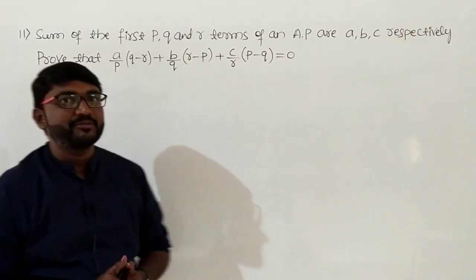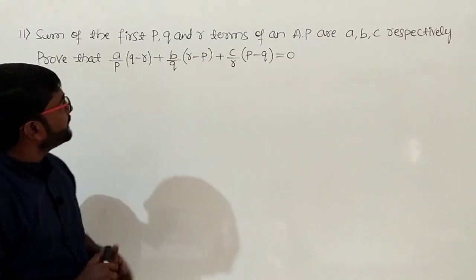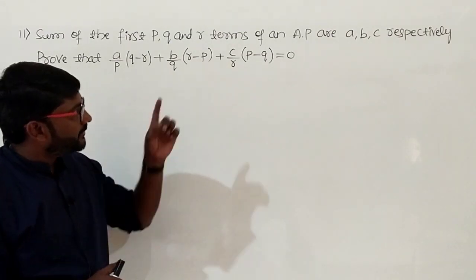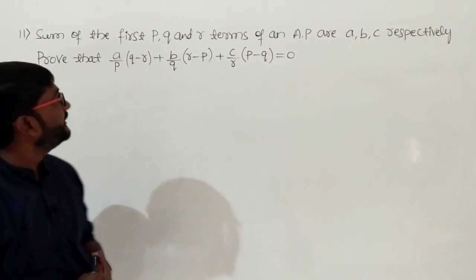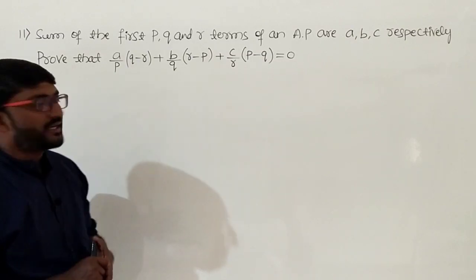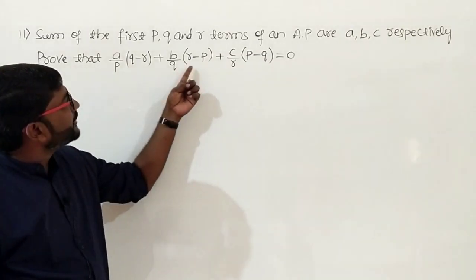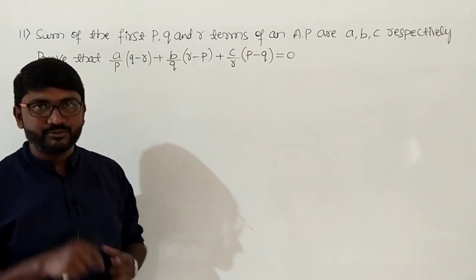So let us continue with the next problem. It is the 11th one. Sum of the first P, Q and R terms of an AP are a, b, c respectively. Then prove that a by p into q minus r plus b by q into r minus p plus c by r into p minus q equals 0.